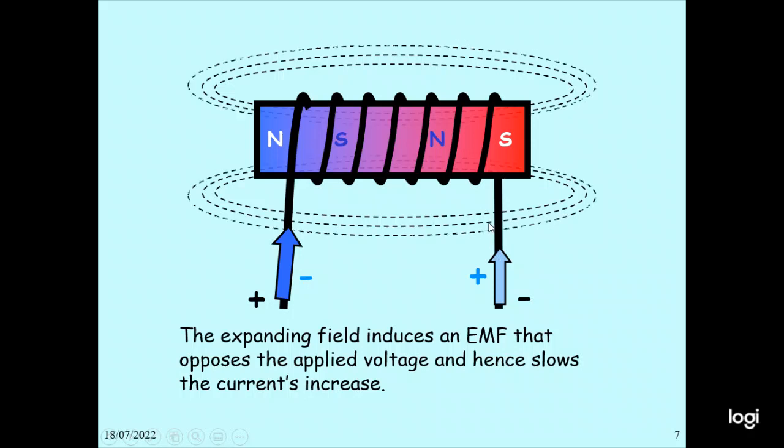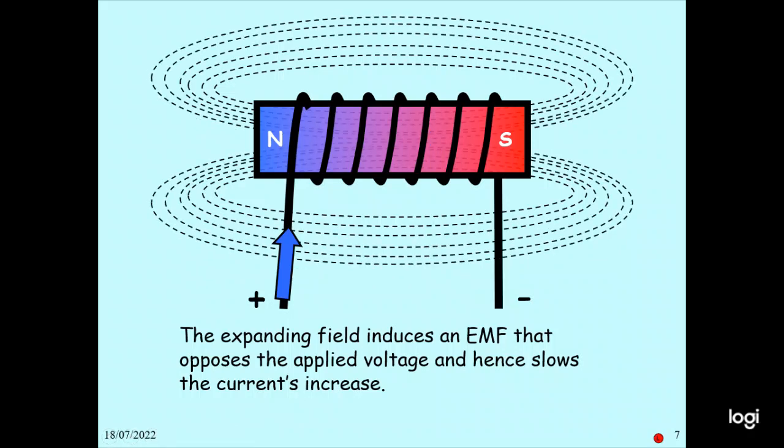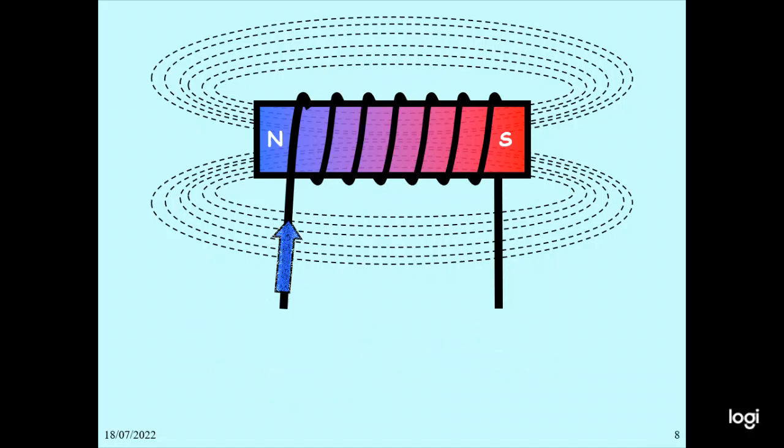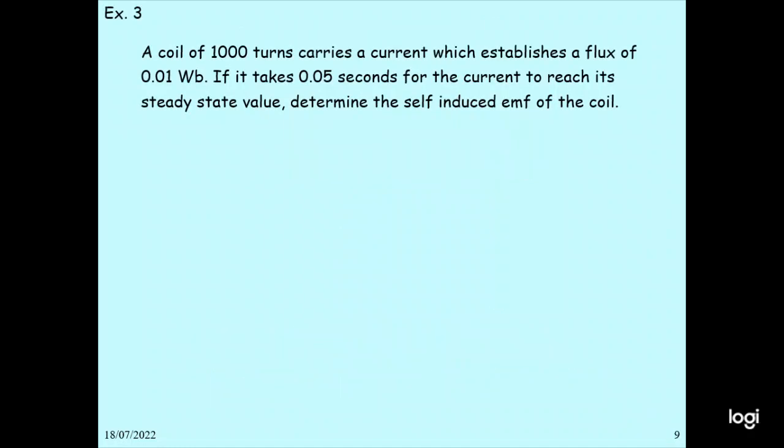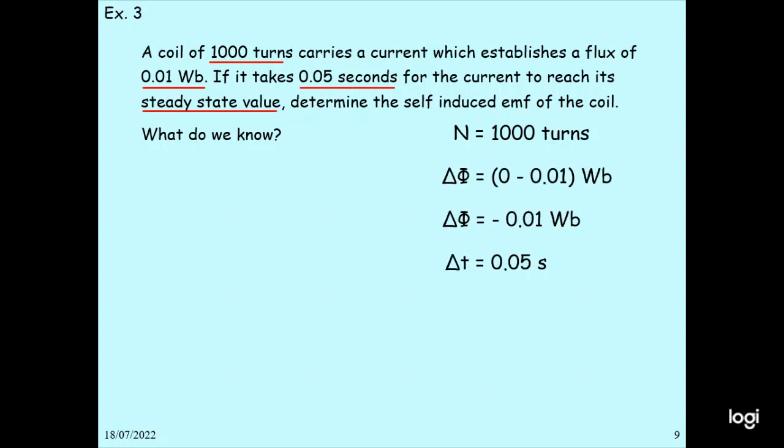So we have to calculate: a coil of 1000 turns carries a current which establishes a flux of 0.01 weber. If it takes 0.05 seconds for the current to reach its steady state value, determine the self-induced EMF of the coil. What do we know? We know the number of turns is 1000. Therefore delta phi equals 0.01 minus 0, that is 0.01 weber, in 0.05 seconds. What we want to know is E equals N delta phi by delta t. So delta phi by delta t is 0.2 weber per second. So 1000 times 0.2, you get 200 volts.